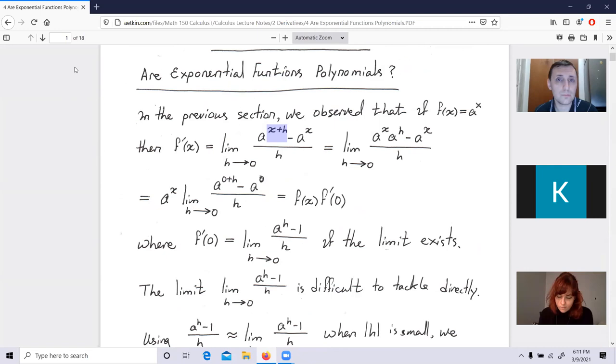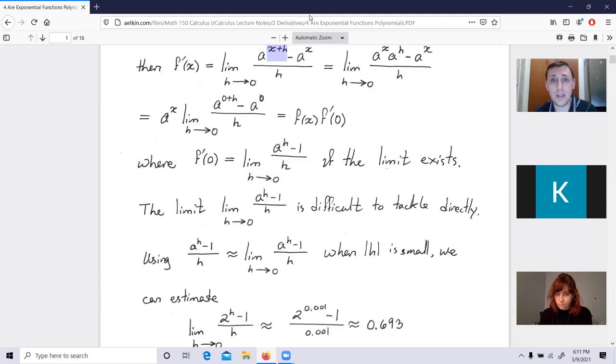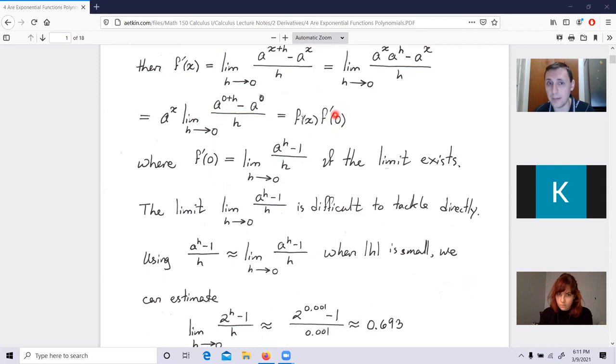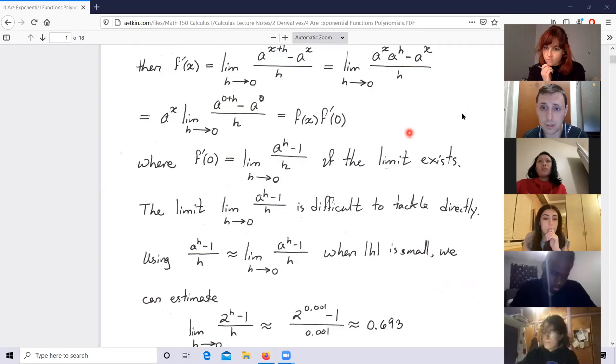And what else do I conclude? I notice that, of course, the derivative of an exponential function isn't very different from the exponential function. It's essentially the same function. Do you see that, guys? In other words, even without figuring out this limit, I know that it will be some number. So the derivative of a to the x is a to the x times some number.